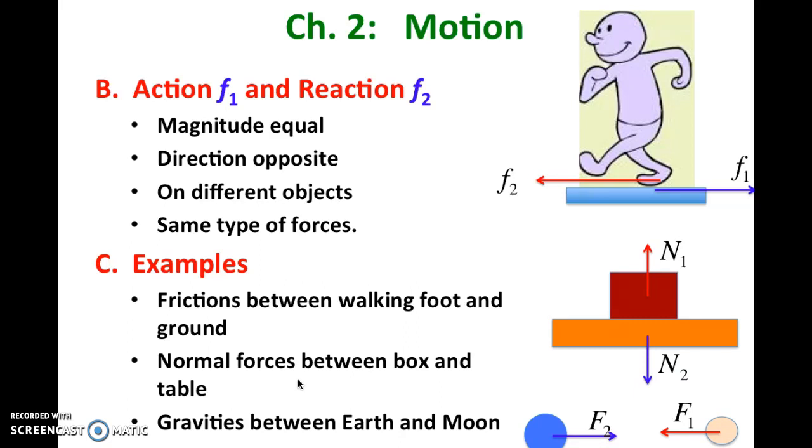Action and reaction are equal in magnitude, opposite in direction, exert on different objects, and are the same type of force. For example, friction between a walking foot and the ground, normal forces between a box and the table, and gravity between Earth and Moon. They are all action-reaction: magnitude equal, direction opposite, on different objects, same type of force.